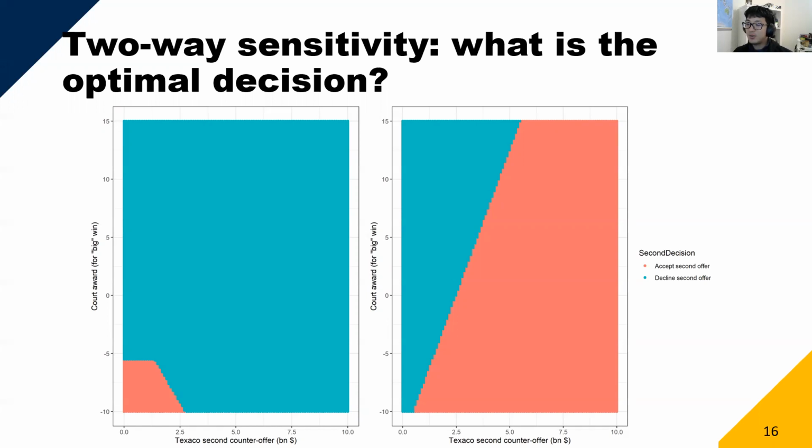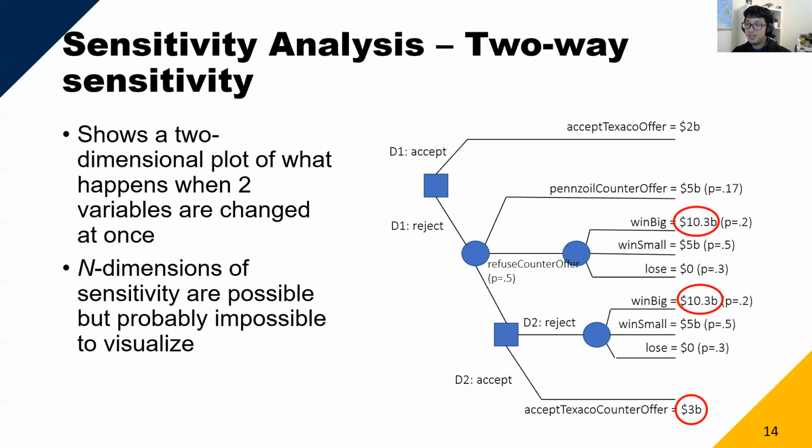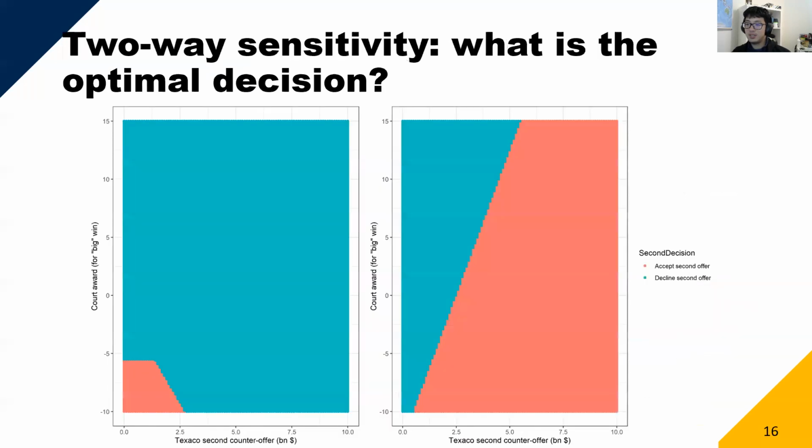Okay, I see a question. What is a court reward? So this is in reference to the example from last class in this decision tree. Just a quick refresher: one side is suing another side and they're deciding whether or not to go to court. The court award is basically, if the lawsuit ends up going to court, you could end up winning a large amount of money. And so this is just displaying what would happen if that amount of money changes.